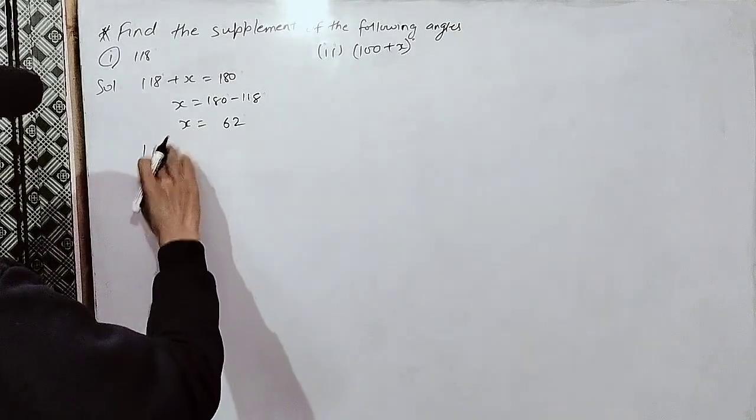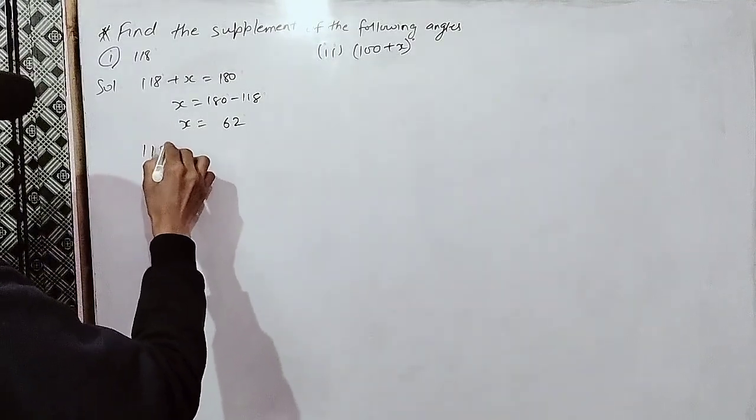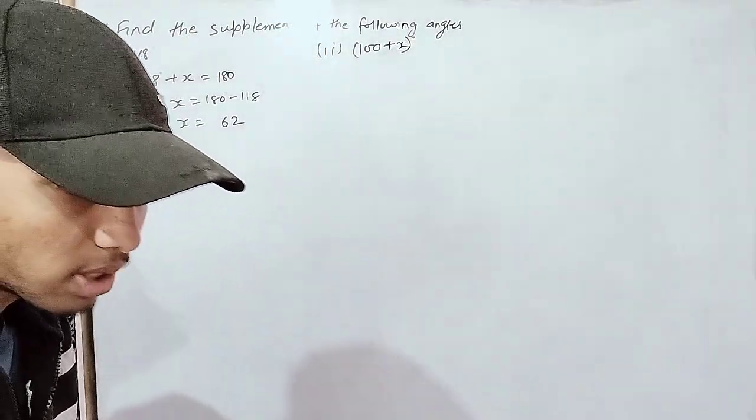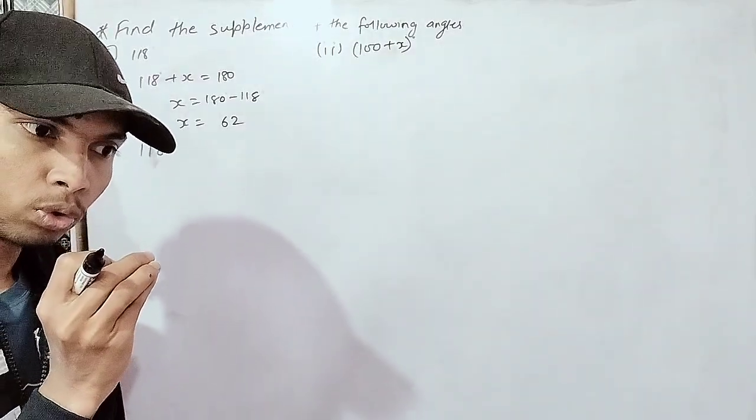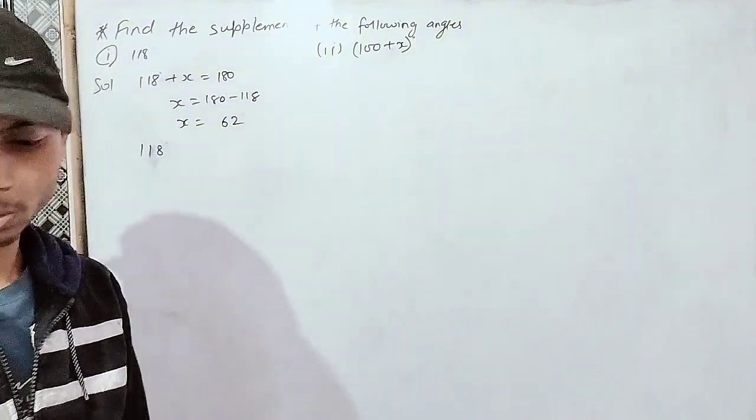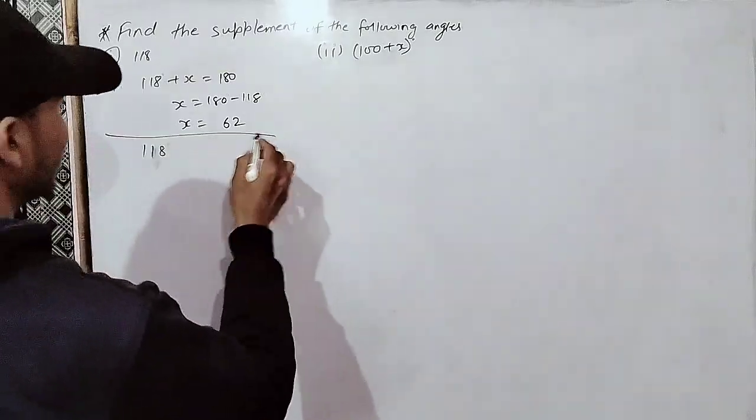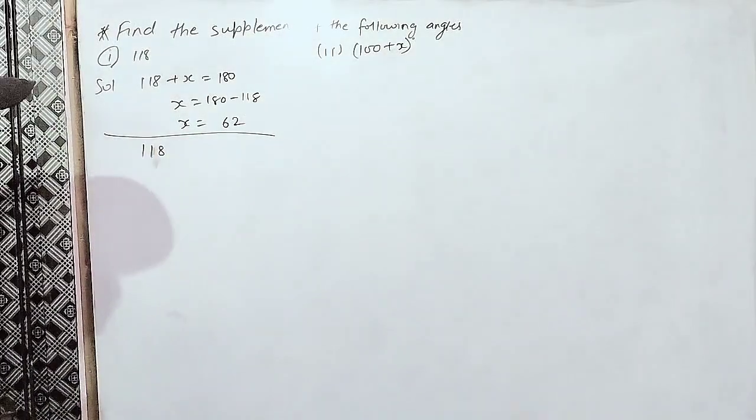What I'm trying to say is, if you are not satisfied with this answer, there is a way to prove your answer. What is it? Just put in the value, whatever value you found out. So you have found out a value of x. Now with this equation, you have to put the value of x.